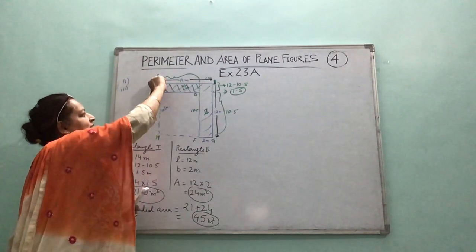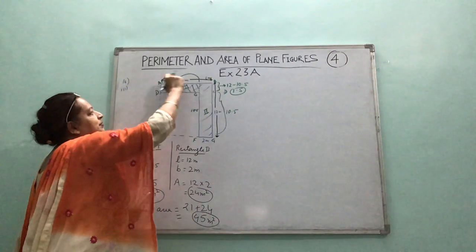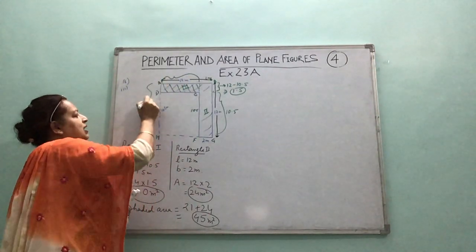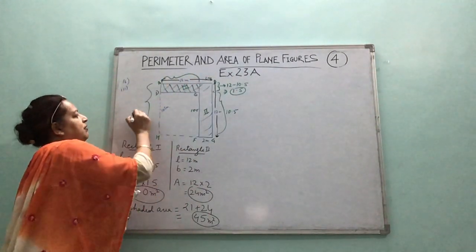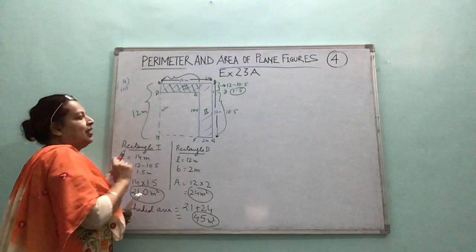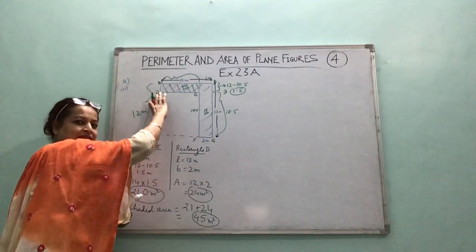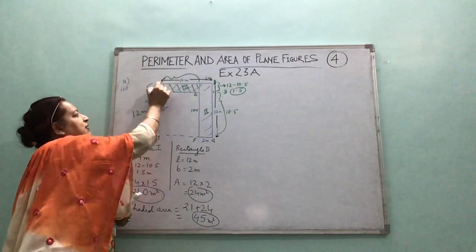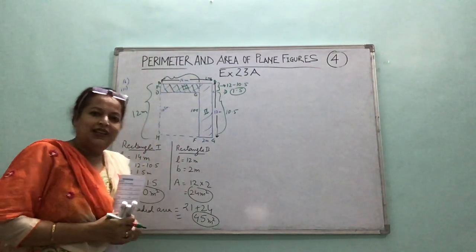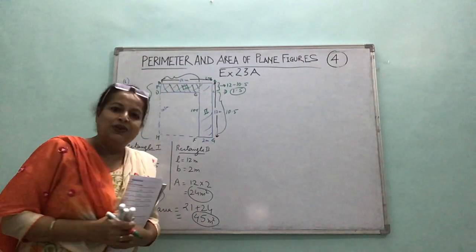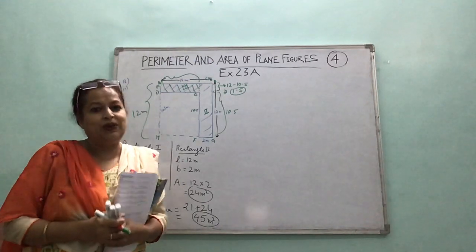Now for width, the same way as we got here, this total is equal to 12. And from here to here is 10.5. So this width would be how much? 12 minus 10.5 is equal to 1.5 meter. That is also one option.